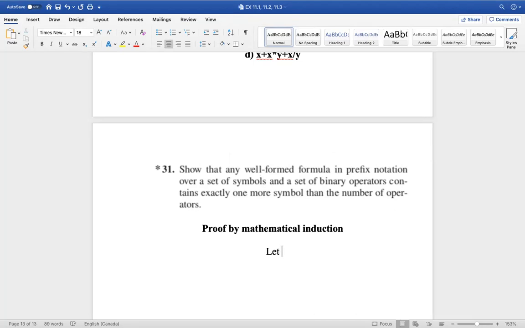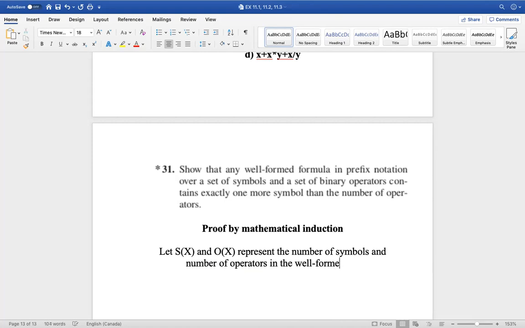So we will say let S(x) and O(x) represent the number of symbols and number of operators in the well-formed formula x respectively. So here S(x) represents the symbols in the well-formed formula x, and O(x) represents operators in this well-formed formula.